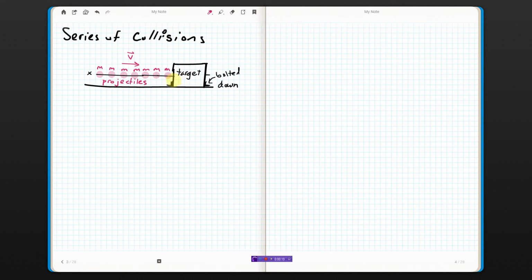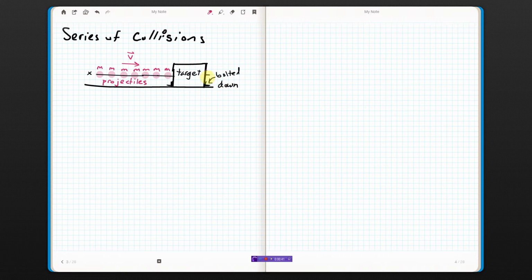Because the momentum of this one little tiny bullet would have to be changed because it was moving to the right and then hits the target. It can't continue moving to the right, the target's in the way. So some sort of momentum change will have to happen for every single little bullet. And I want to know, what kind of force does that put on the target?